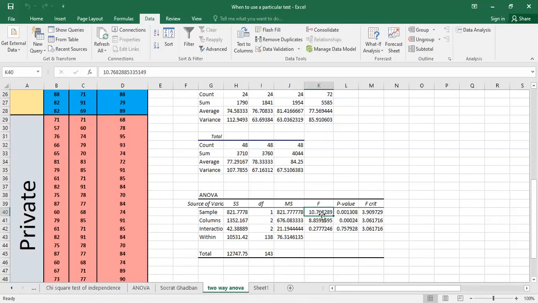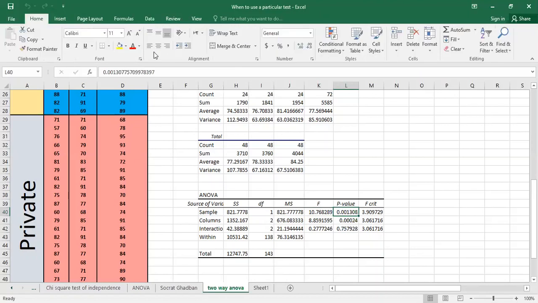So here we're having an F of 10.7, it means it's greater than the critical value, or we can look at the p-value, which is less than 0.05. And it tells us that there is a difference. So we reject the first null hypothesis. So there is a difference between public and private schools.